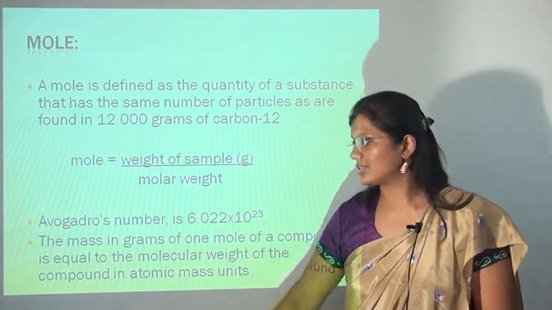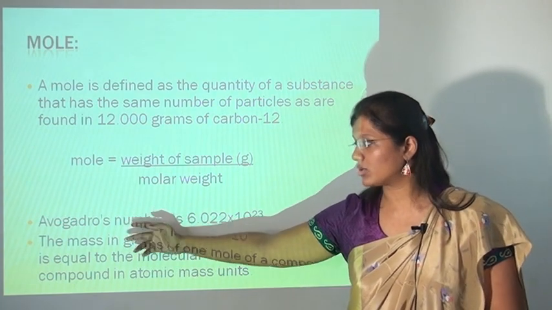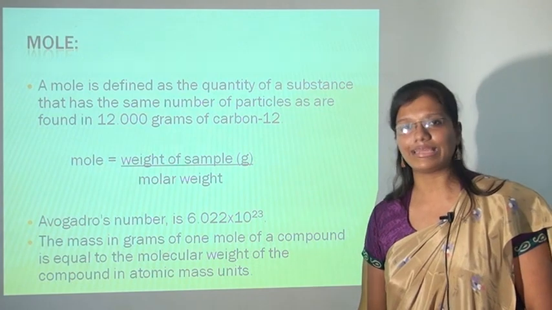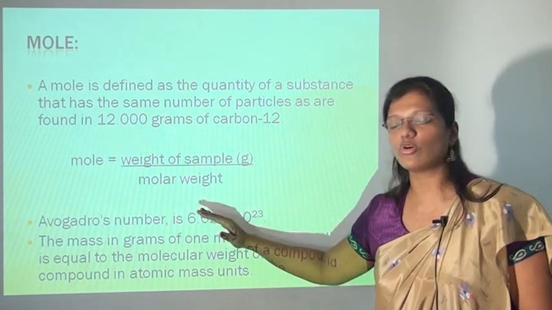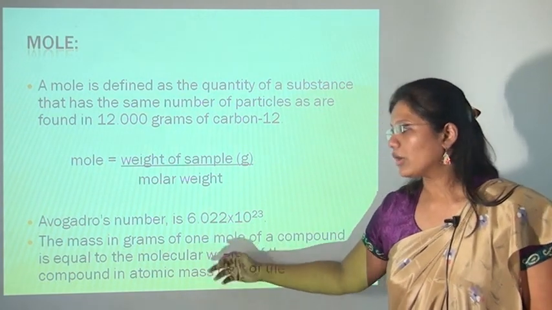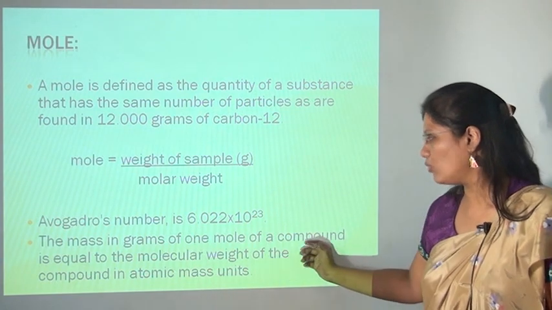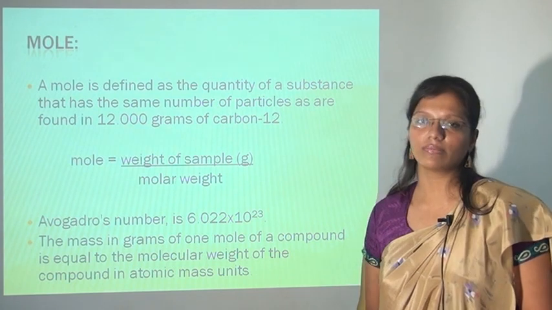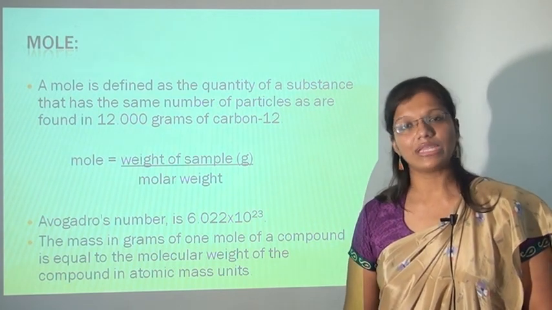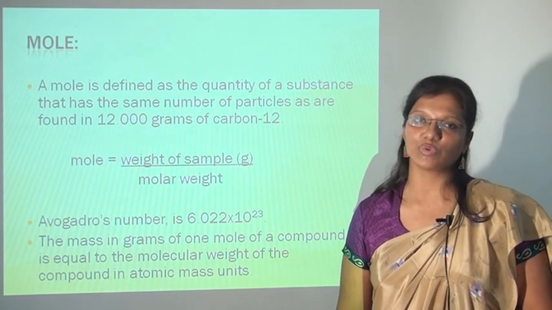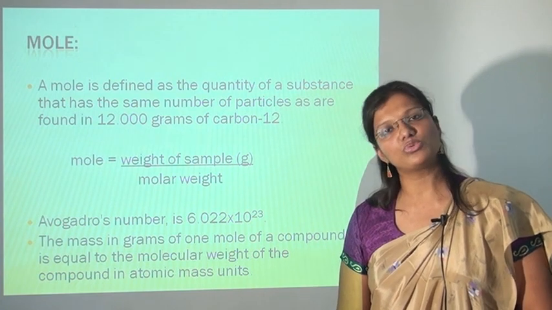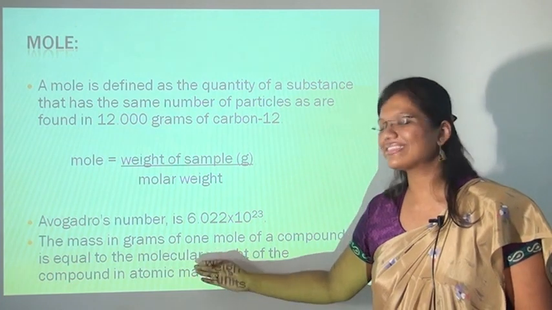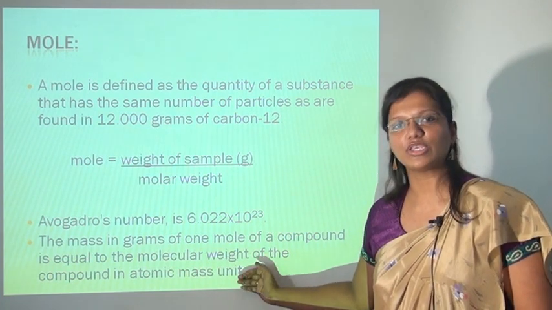Now before that, we should know what the Avogadro number is. The Avogadro number is 6.022 times 10 raised to 23. That is the value of the Avogadro number. Now the mass in grams of 1 mole of a compound is equal to the molecular weight of the compound in atomic mass unit. Any atomic weight is measured in atomic mass unit, a standard unit which is used to measure the atomic weight of any of the elements. That is known as AMU, atomic mass unit.